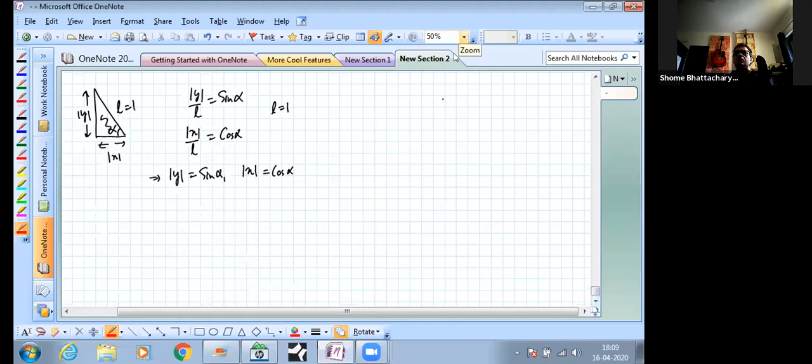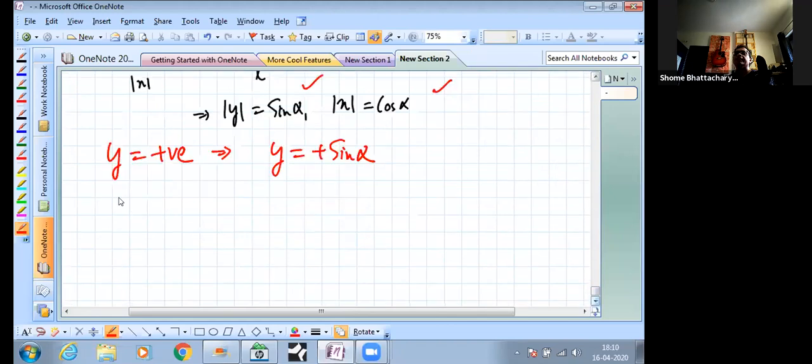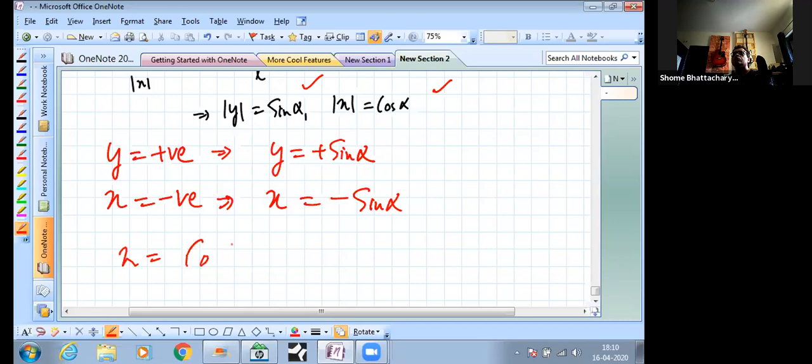In this triangle, you can see these sides are mod y and mod x, and they are given by this and this. Now what we do next is put the algebraic sign. Remember, y was positive. So that means y is positive of sine alpha. But remember, x was falling on which side? The negative side. So x is becoming minus of cos alpha. And further, remember x is nothing but cos theta. So cos theta is becoming minus of cos alpha.